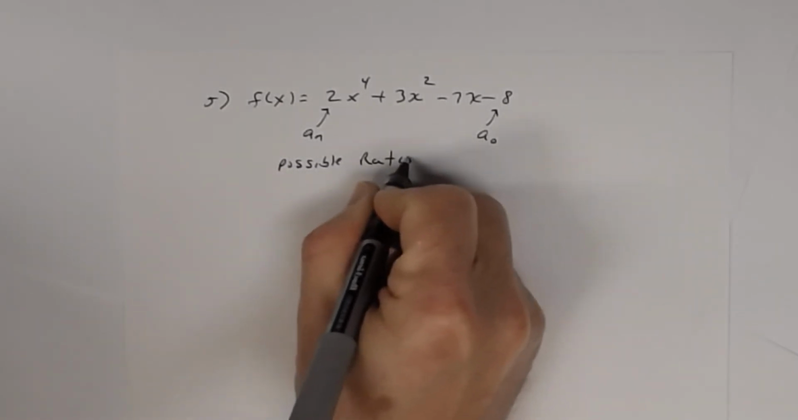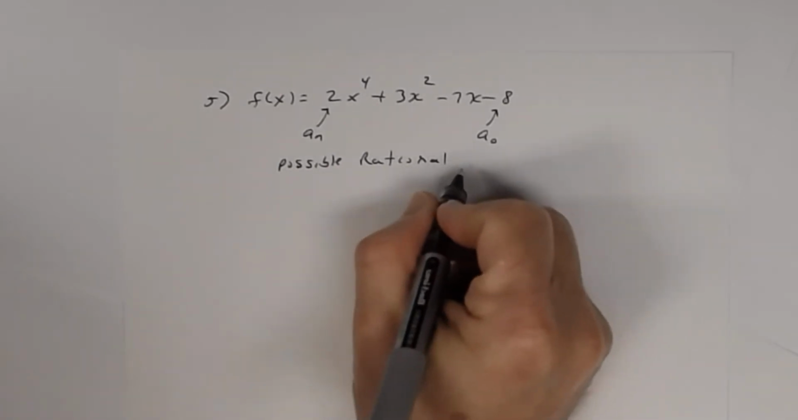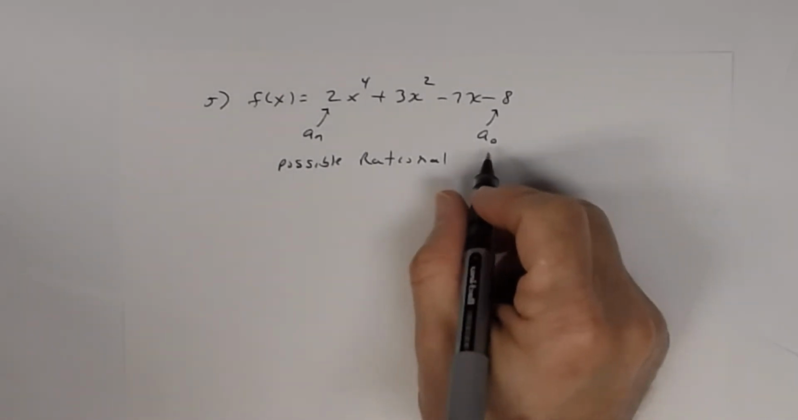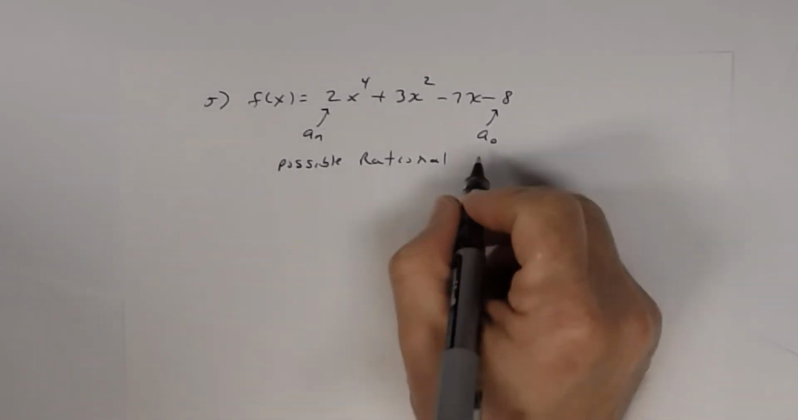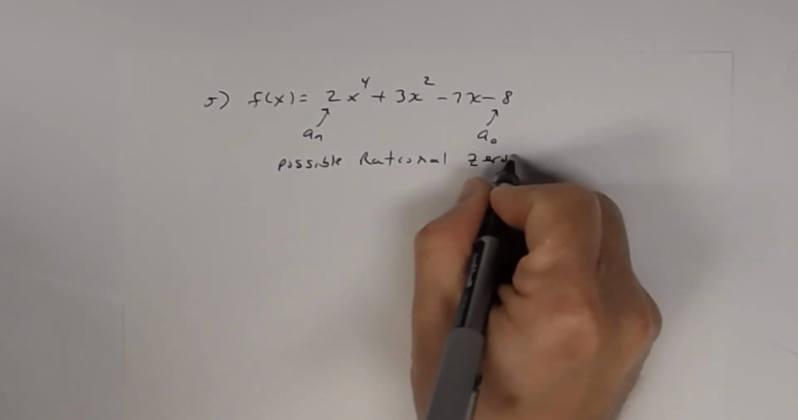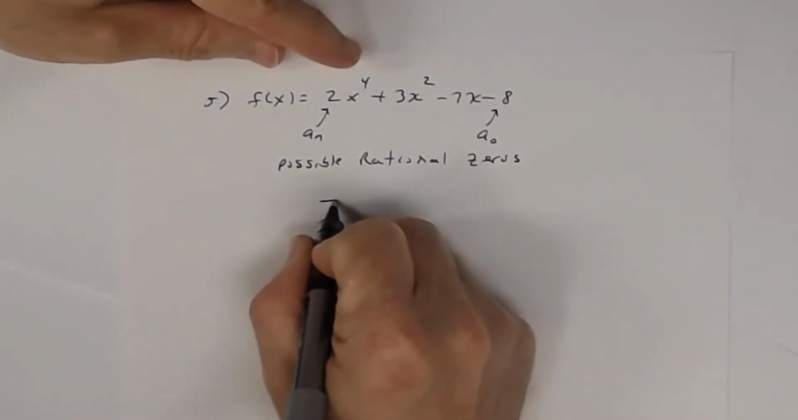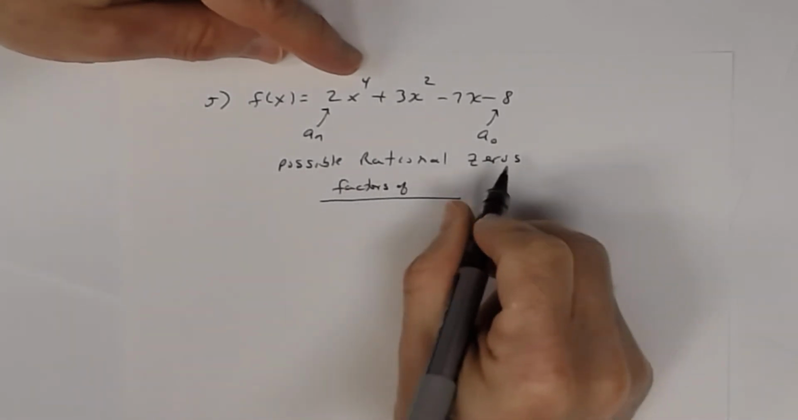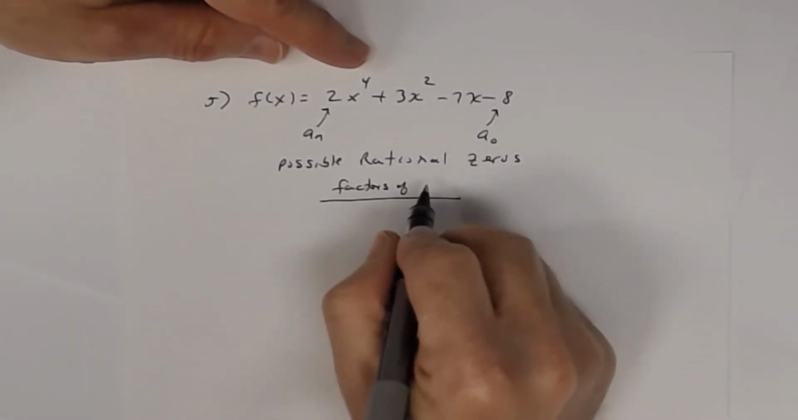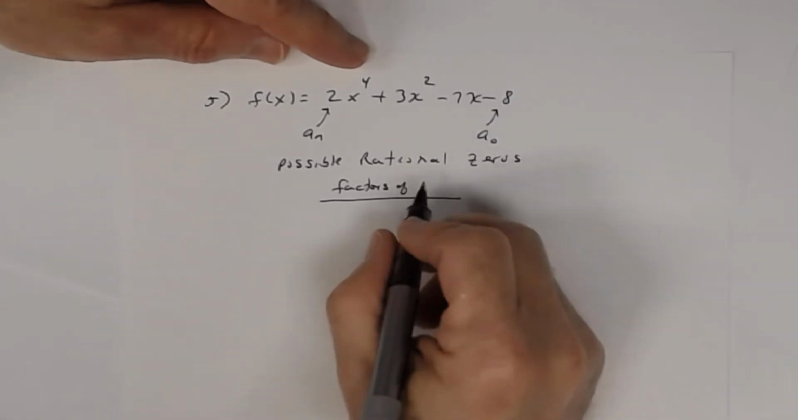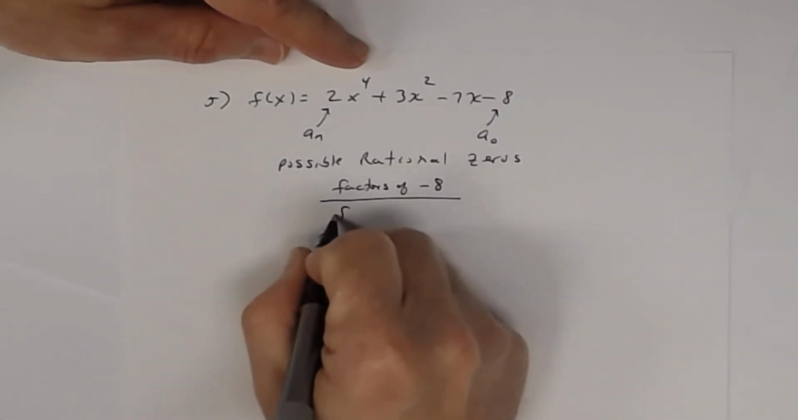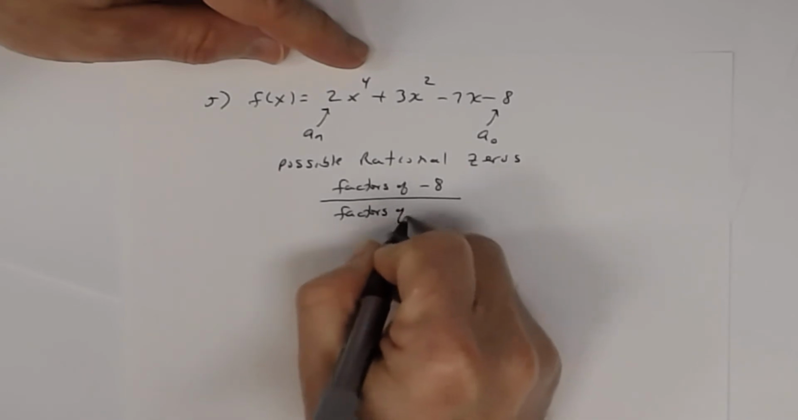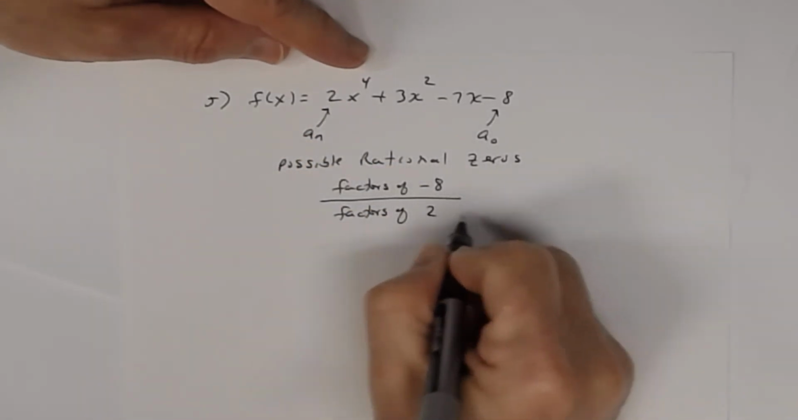So the possible rational zeros. If this function has any, it may not have any, but if it does, it will be one of those that we're about to list. Okay, so the numerator is the factors of, now always make sure you put the right one in the numerator, factors of -8, your constant term. The denominator would be your factors of your leading coefficient, which is 2.